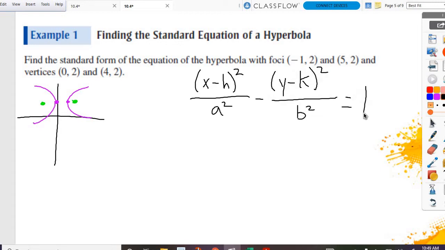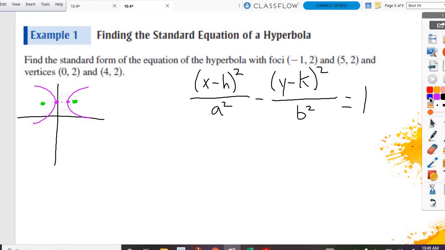So what are the 4 things that we need to know in order to be able to find our equation? A, B, H, and K. Do we know any of those right now? How do we find H and K? The center. How do I find my center?